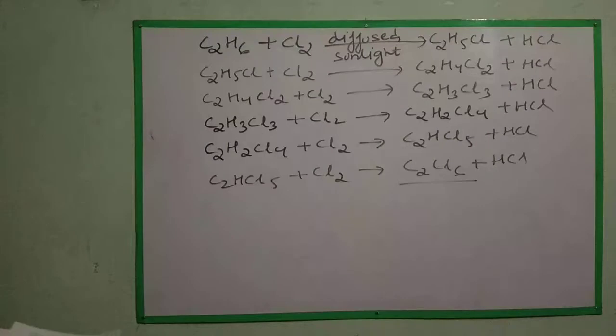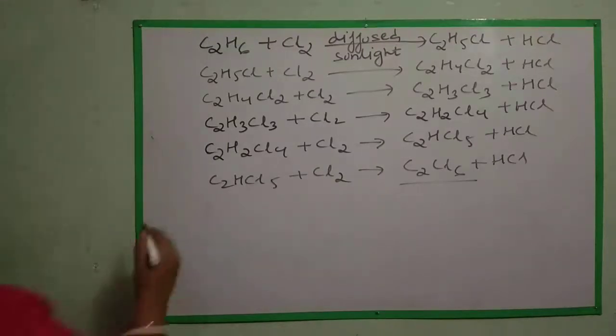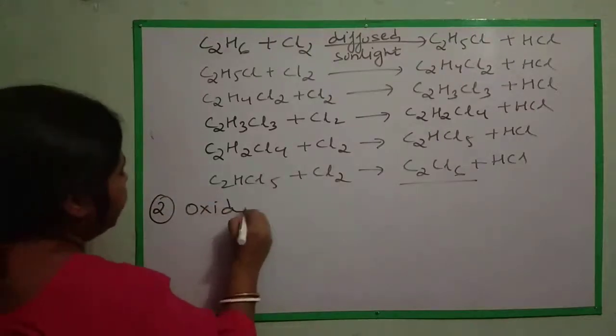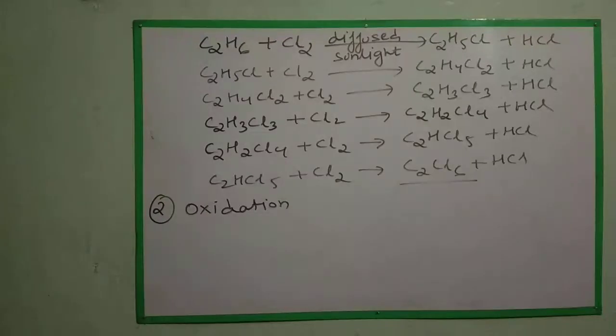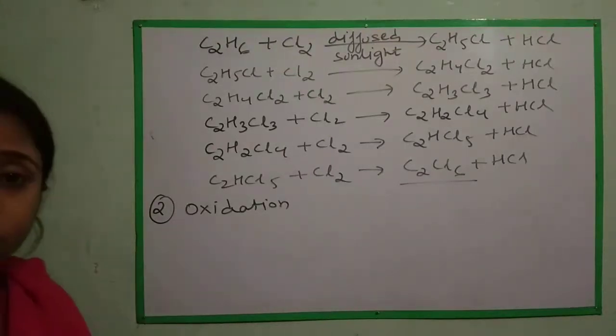Next property. Next property is oxidation. Oxidation means methane is treated with oxygen and ethane is treated with oxygen. If methane or ethane is treated with limited oxygen, the product we get is carbon monoxide. If it is treated with excess oxygen, the product we get is carbon dioxide.